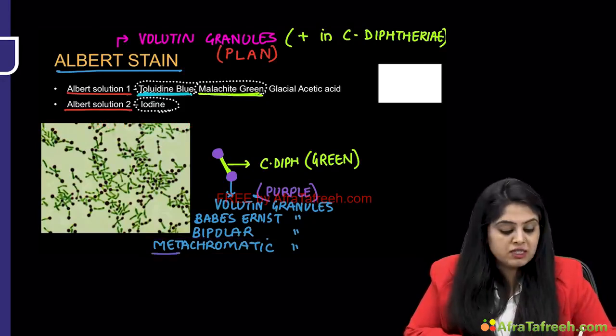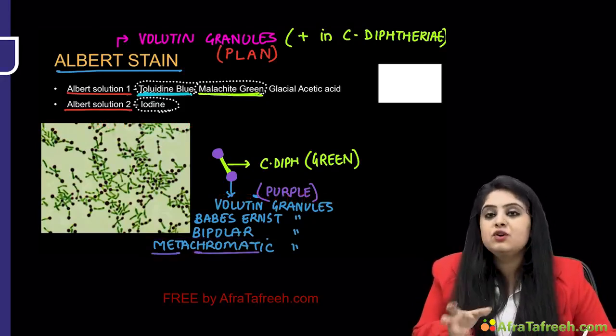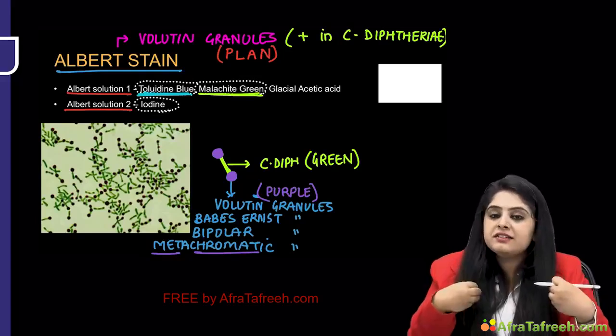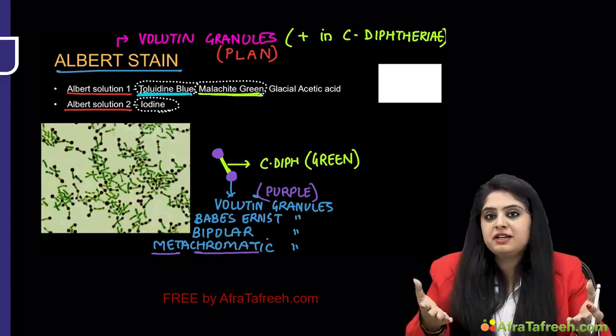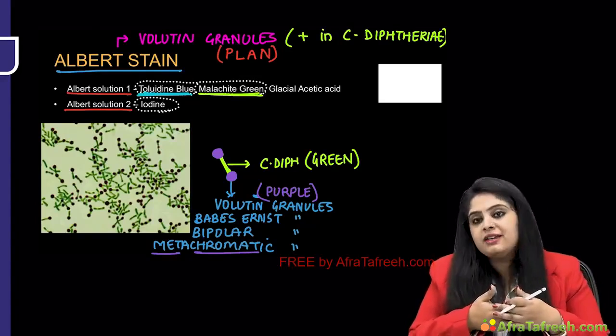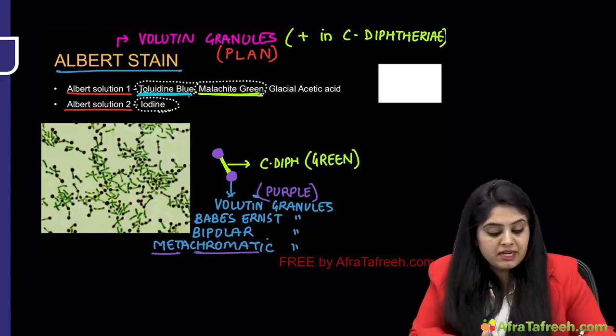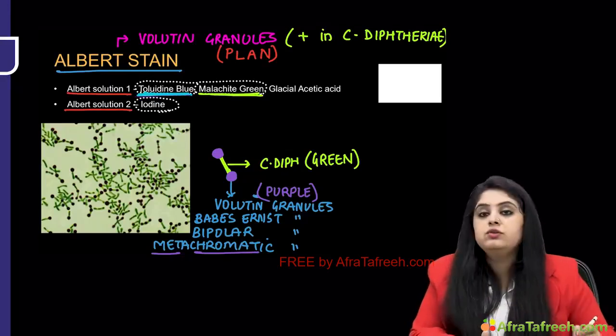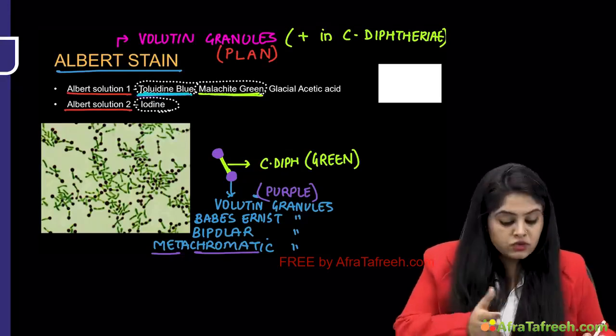What is metachromatic? Metachromatic is girgit or chameleon. That means it has a different color and it will give a different color. That is why I call these granules metachromatic granules also, because they are stained by a metachromatic stain called toluidine blue.